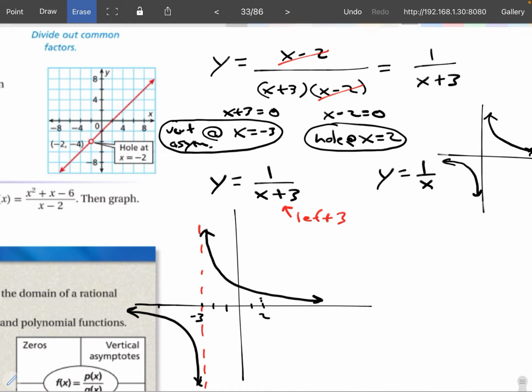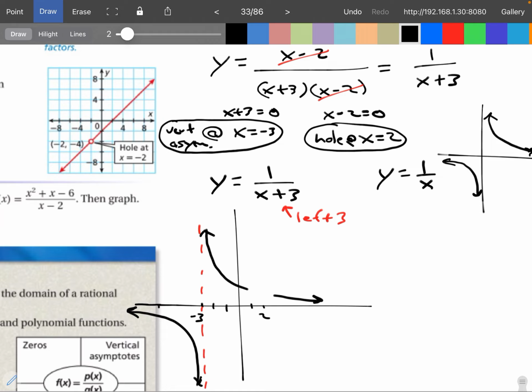So that means you got to go to 2. So 1, 2. And you got to come up here and hit the graph, and there's going to be a little hole right there. So there's going to be a little hole at x equals 2, so it's going to look like this. There's a hole, and it looks like that.